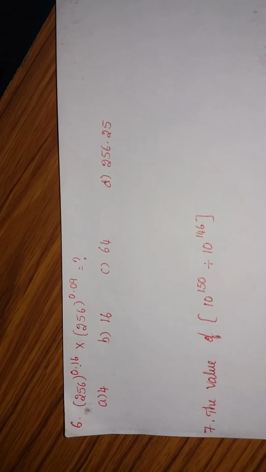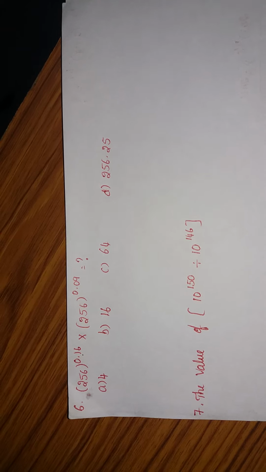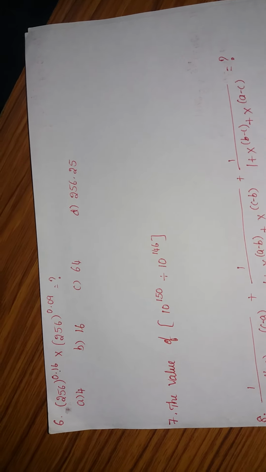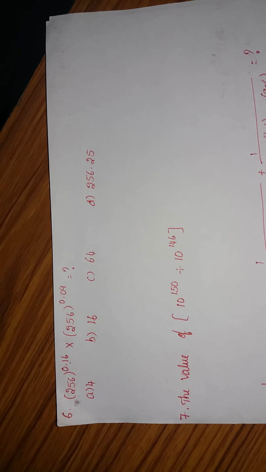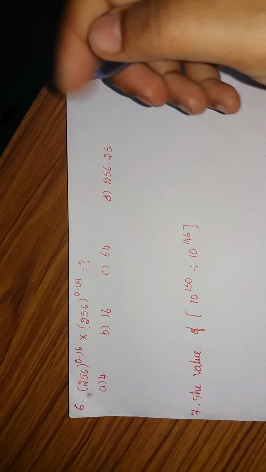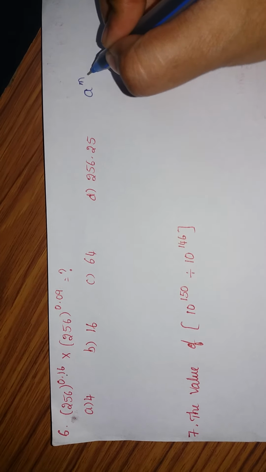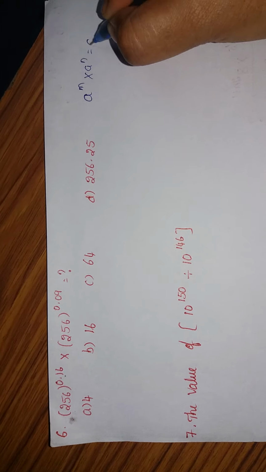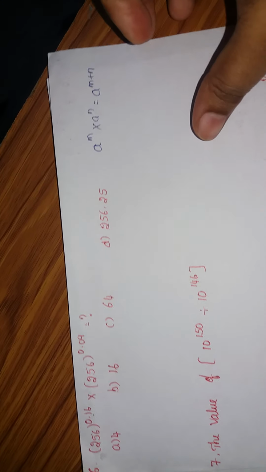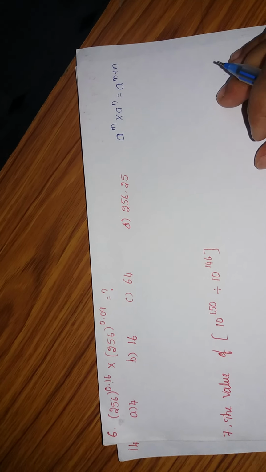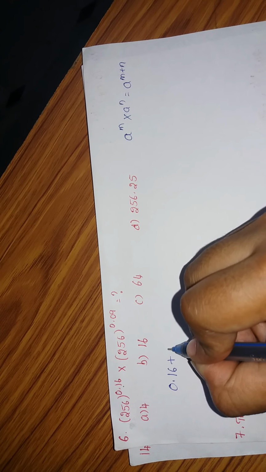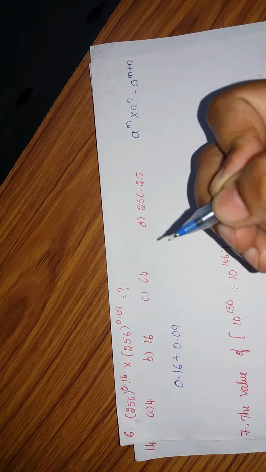256 power 0.16 into 256 into 0.09. We know that when the bases are same, a power m into a power n, the exponents must be added in the multiplication manner. So a power m into a power n is equals to a power of m plus n. So the value is 0.16 plus 0.09.